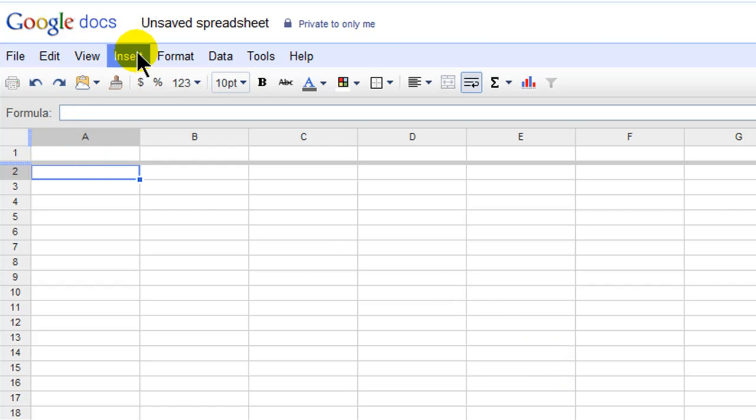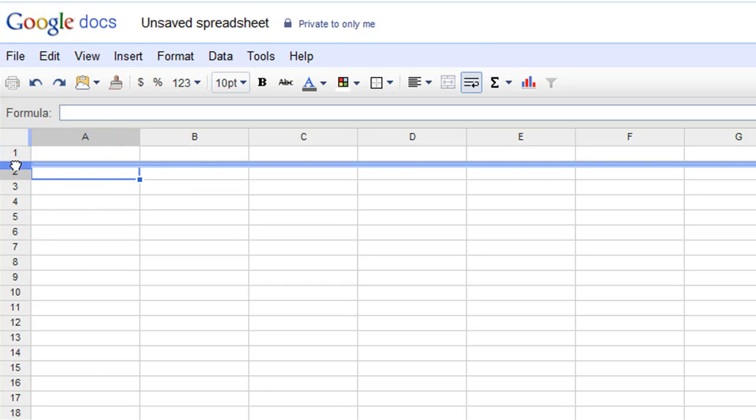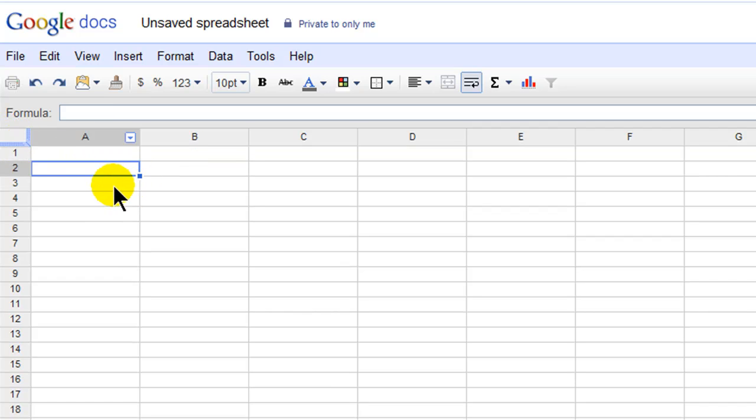But I want to use Google Docs, Spreadsheet in Google Docs. So I've already logged into my Google Docs account and I'm creating a new spreadsheet. So I'm going to go ahead and set up here. Let's see, they do have an automatic split right here at row 1. I'm going to go ahead and drag that up so I don't have that split. Oops, Control Z, undo that. There we go, takes care of that. And I'm going to go ahead and set up a little bit of basic information.